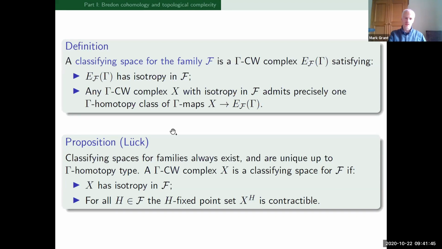A proposition which is often attributed to Wolfgang Lück says that classifying spaces always exist and are unique. Well, I guess that follows from the defining properties, that they're unique up to Gamma-homotopy type. And the most useful conditions for checking if something is a classifying space are: does it have isotropy in the family, and are the fixed point sets for each subgroup in the family contractible? So these two conditions tell you that you've got a classifying space.